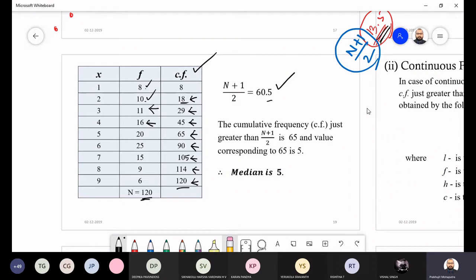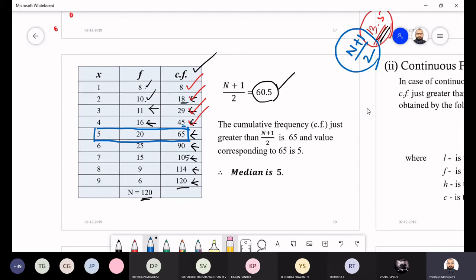So your middle position is 60.5. So 60.5 is lying where? See, up to this 8 data are there, up to that 18 data are there, up to that 29 observations there, 45 observations there. So 60.5 will lie where? Will lie in this class. Getting or not? Yes, sir.